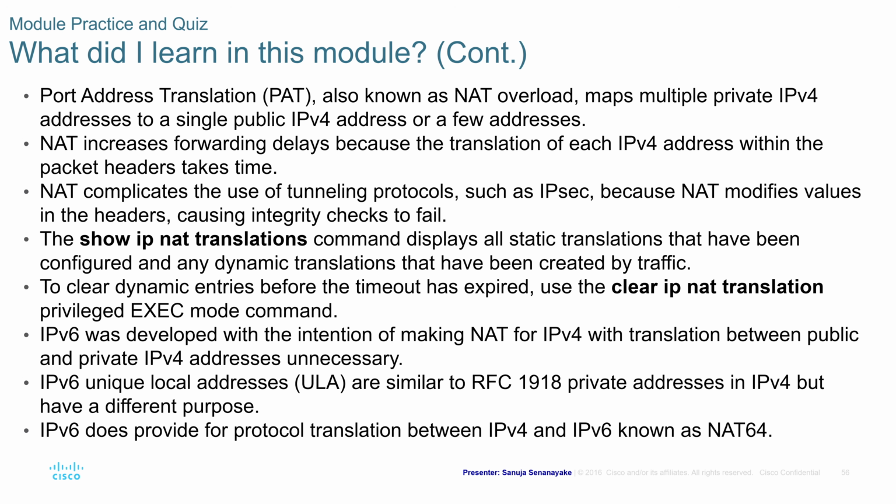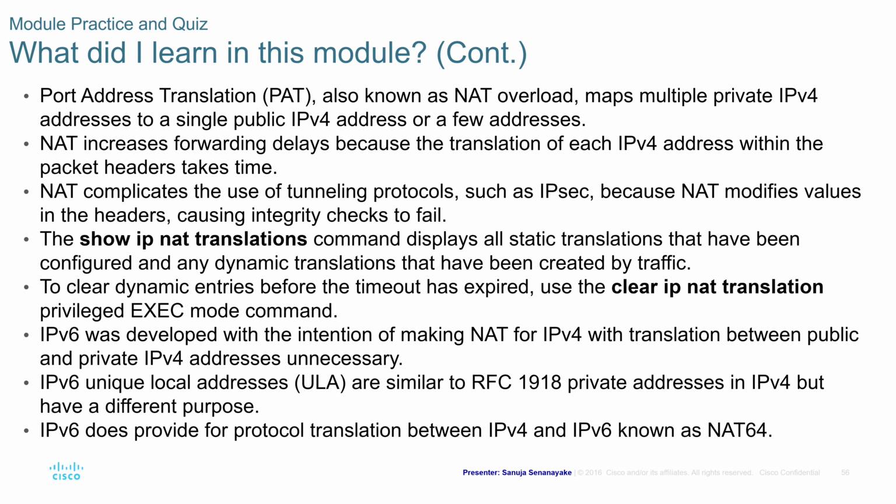NAT complicates the use of tunneling protocols such as IPsec, because NAT modifies values in the headers, causing some issues with the network configuration associated with IPsec. Remember, I did not cover IPsec and VPNs yet, but I will cover that in the future. For now, just remember that NAT does complicate the VPN and IPsec configuration. In the next few weeks I will explain how IPsec and VPN tunnels are created, and we will go into depth later.